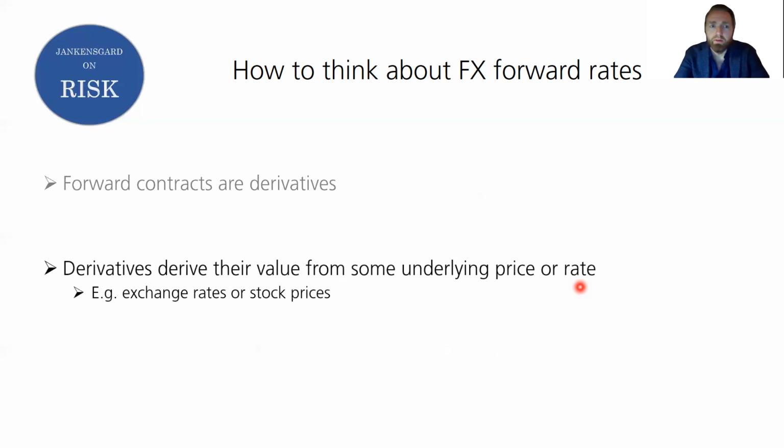And the thing about derivatives is that they derive their value from some underlying price or rate, the underlying, as it's referred to. That could be an exchange rate or a stock price, but a whole lot of other things as well, because there's an almost unimaginable creativity in these markets. So you can write a contract with respect to almost any variable these days.